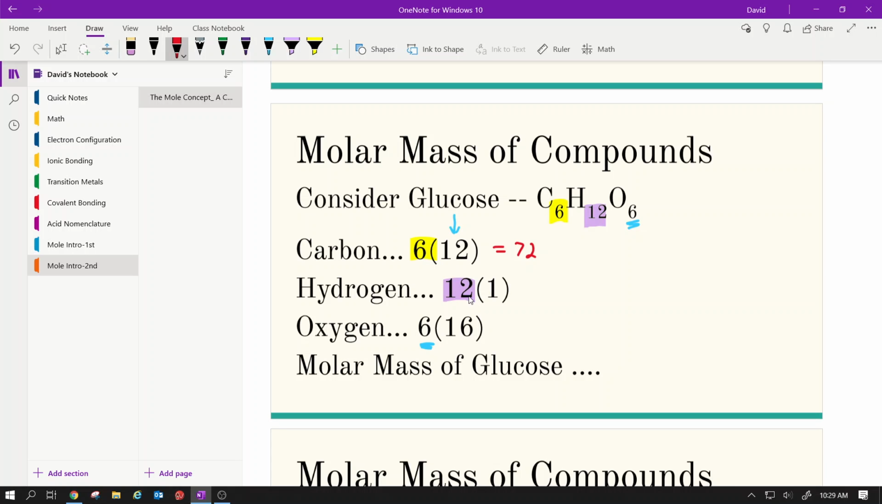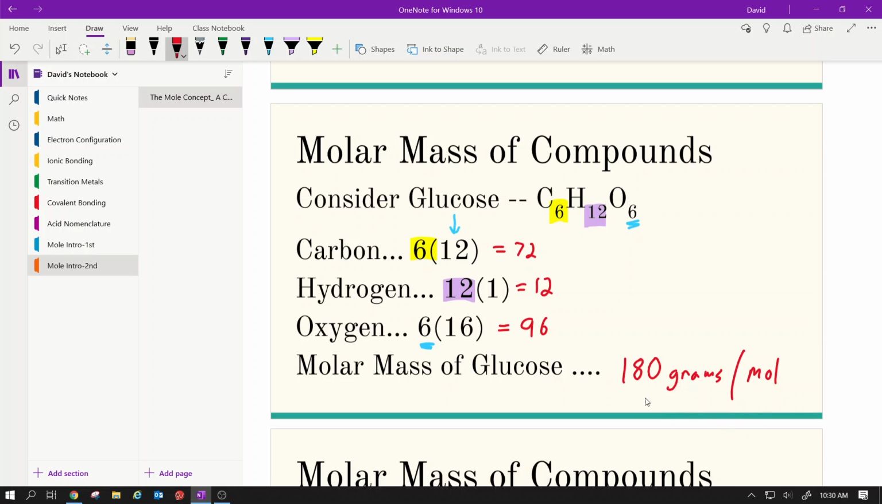All right. 12 times 1. Okay, good. You guys are really good with your 12s. That was fast. All right. 6 times 16. 96. Oh, good job. Add them all together. That's 180, I think. Do the math. I'm getting 180. Yeah, 180. Hey, you got a calculator on your desk. Don't be scared. That is 180 grams per mole.